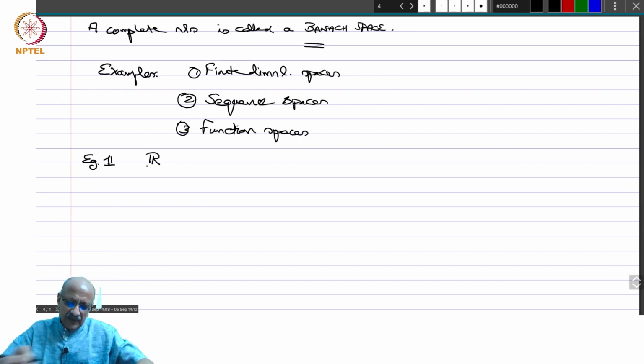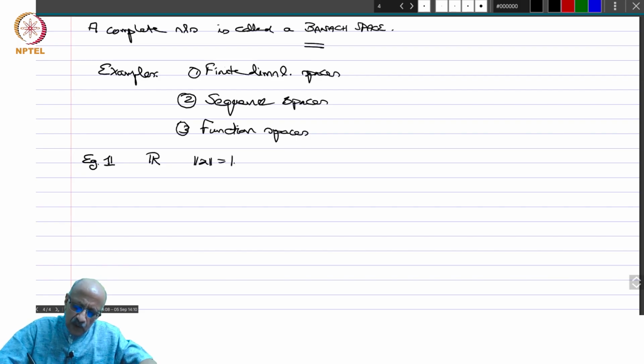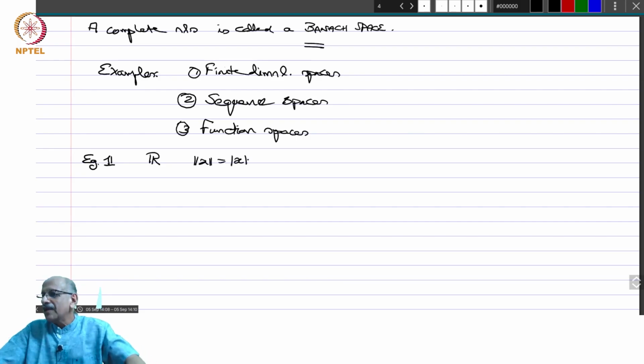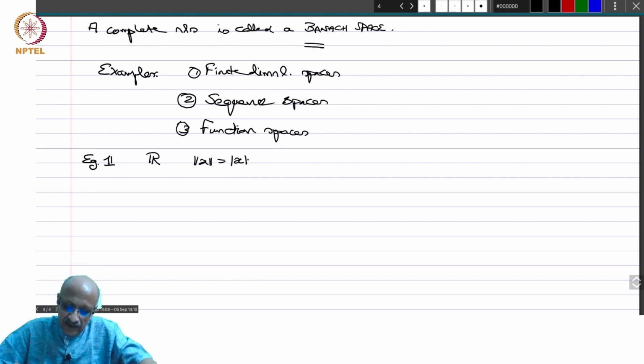So R is a one-dimensional vector space over itself, and we define the norm of x as the usual modulus of x. Then of course it is now trivial that all three properties hold: mod x is greater than or equal to 0, it is equal to 0 if and only if x equals 0, and the triangle inequality is of course well known, mod of x plus y is less than or equal to mod x plus mod y. And R is a complete metric space, as you know, and therefore this is an example of a Banach space.